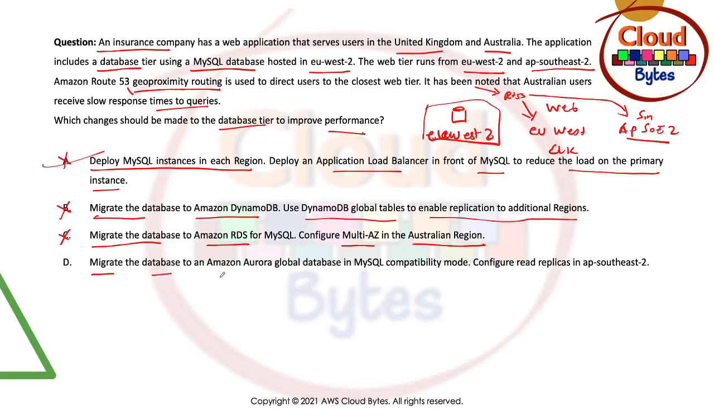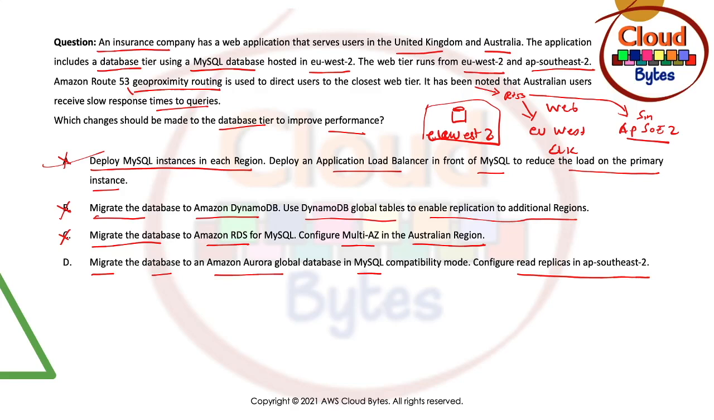The next option: migrate the database to Amazon Aurora global database in MySQL compatibility mode and configure read replica in AP Southeast 2. Now, if you look at this option, configuring read replica in Southeast 2, we need to reduce the latency. Amazon Aurora global database consists of one primary AWS region where data is mastered, and you can have up to 5 read-only secondary regions.